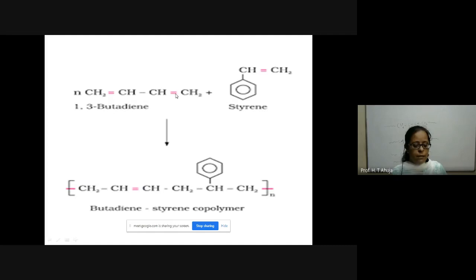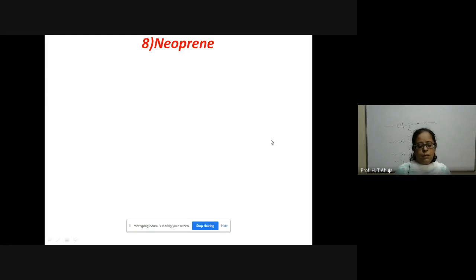Okay, now this carbon carries a single electron, and therefore it undergoes covalent bond formation with this carbon. So the repeating unit over here is this. Now n number of this repeating unit join together to form a polymer. So I have written it over here. So n molecules of these are taken, n molecules of these are taken, and they are forming a copolymer, that is butadiene styrene.